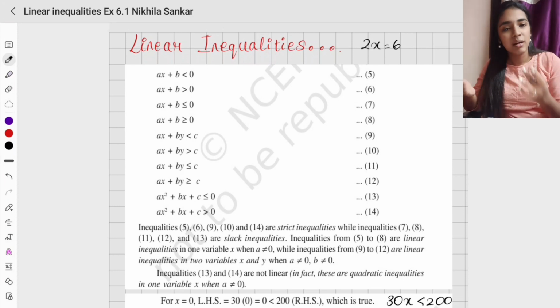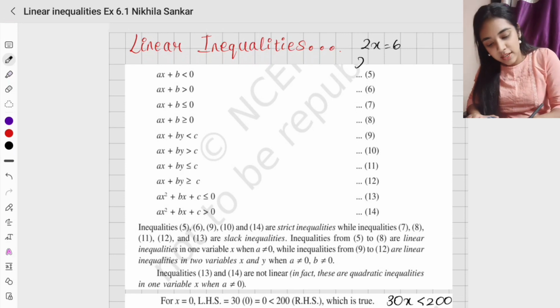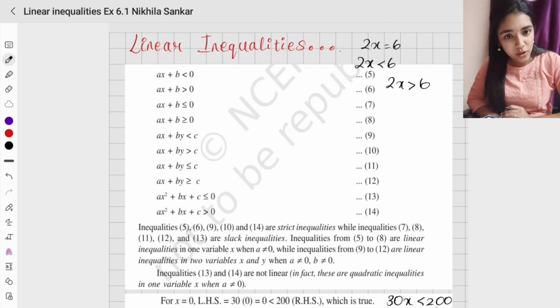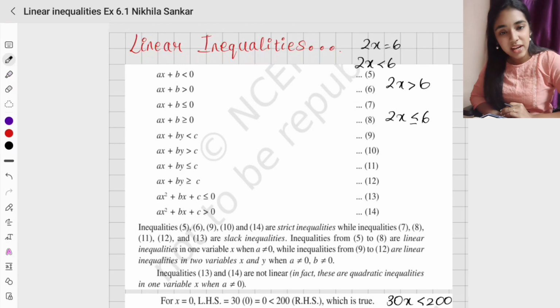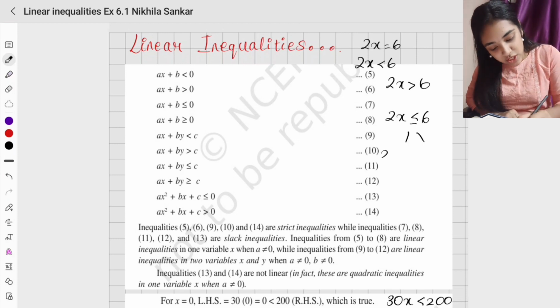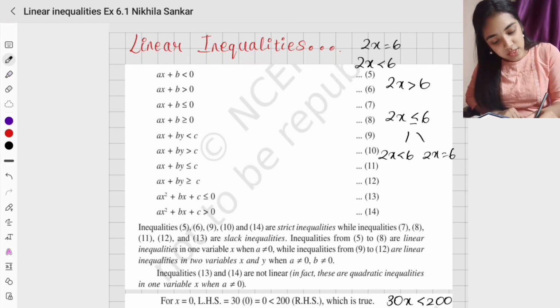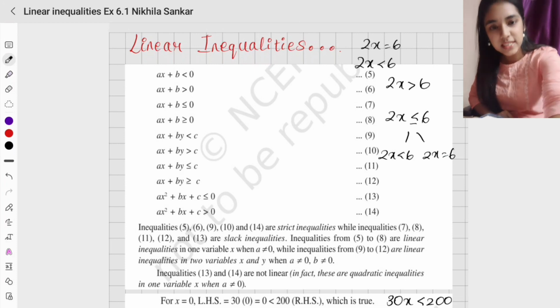Now they are not equal, but there is some relation between the two. So, what is the relation? When we have 2x is less than 6 or 2x is greater than 6, we say that there is inequality. Okay, so there is inequality. In cases like 2x less than or equal to 6, we have both equality and inequality. So if we write this separately, we'll have 2x less than 6 and 2x equal to 6. These are the two different cases that we have. Correct? So this is linear inequalities.